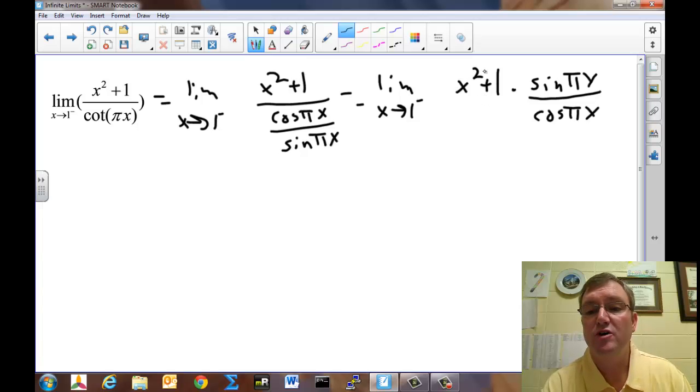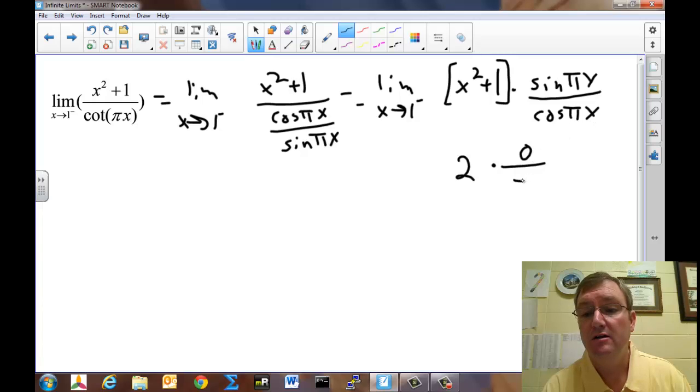Well, this first limit here, if we look at just this first quantity right here, we're going to get the number 2 out. What's going to happen when we put in 1 over here? The sine at pi, the sine of pi is 0. The cosine at pi, because we're putting 1 in, the cosine at pi is -1. So we can evaluate this and get an answer of 0 out.